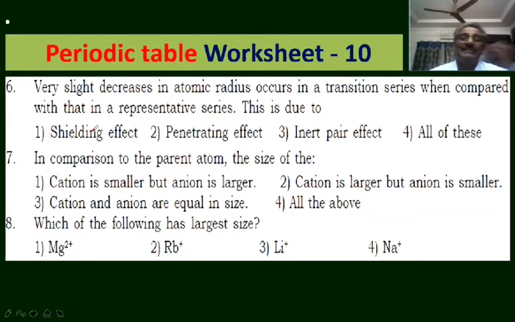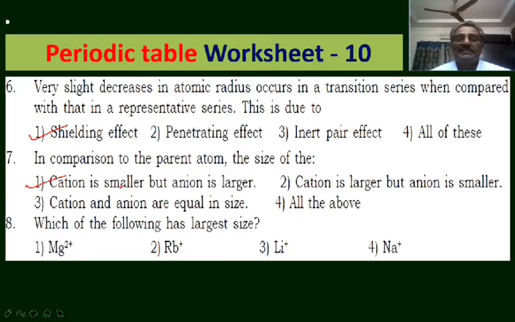So here, what is the reason? The shielding effect is the reason. The first one is the correct option. Next, seventh question. In comparison to the parent atom, the size of the cation is smaller but the anion is larger. When an atom gets converted into a cation, the effective nuclear charge increases. As a result, the size of the cation is smaller than the parent atom, and the size of the anion is larger than the parent atom because of the decrease in the effective nuclear charge.